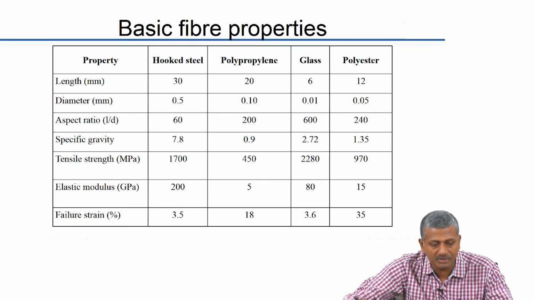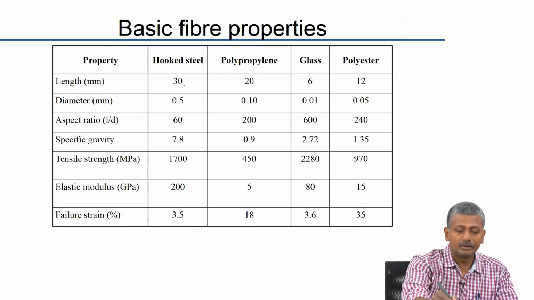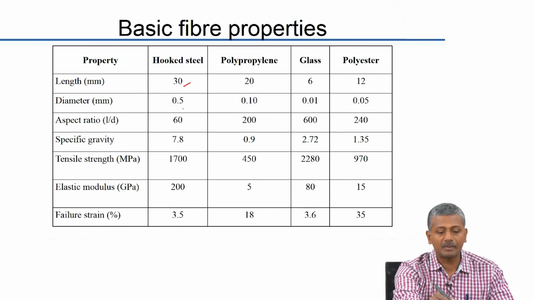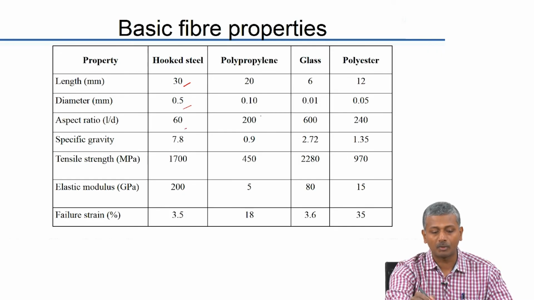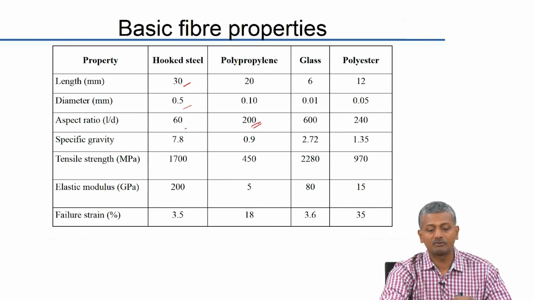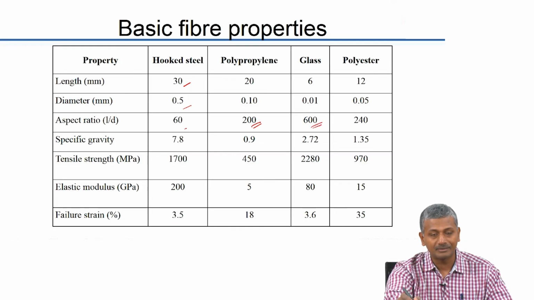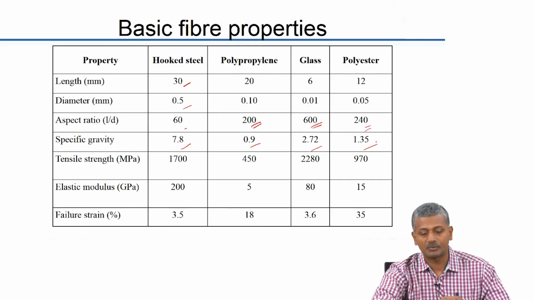So, these are the properties of the fibers. You can see that the length of the steel fiber is 30 millimeters and the diameter is 0.5 millimeter. That leads to an aspect ratio, or length to diameter ratio, of 60. Compared to this, polypropylene has an aspect ratio of 200, glass is 600 and polyester is about 240. Look at the specific gravities. Steel is close to 8, polypropylene is 0.9, glass is 2.7 and polyester is 1.35.